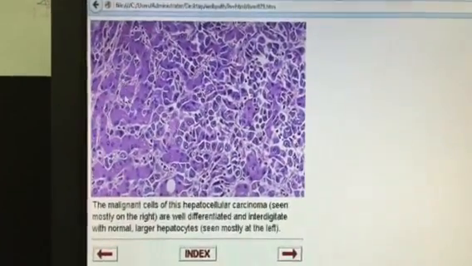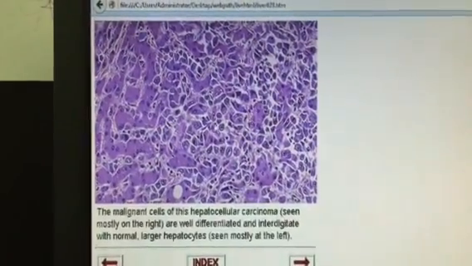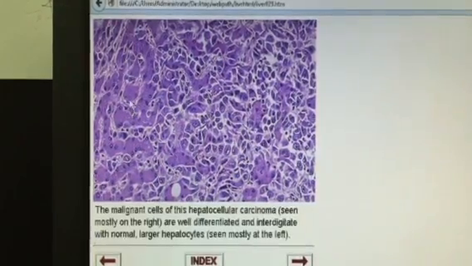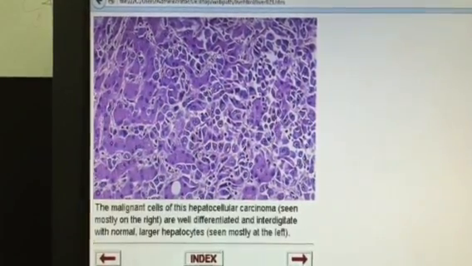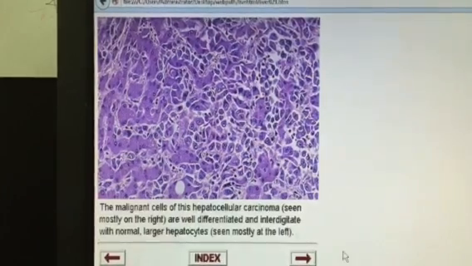This is the malignant cell. Why? Because here is the malignant cell. You can compare it with the normal one. This is hyperchromatic, irregular in shape, polymorphic cells.